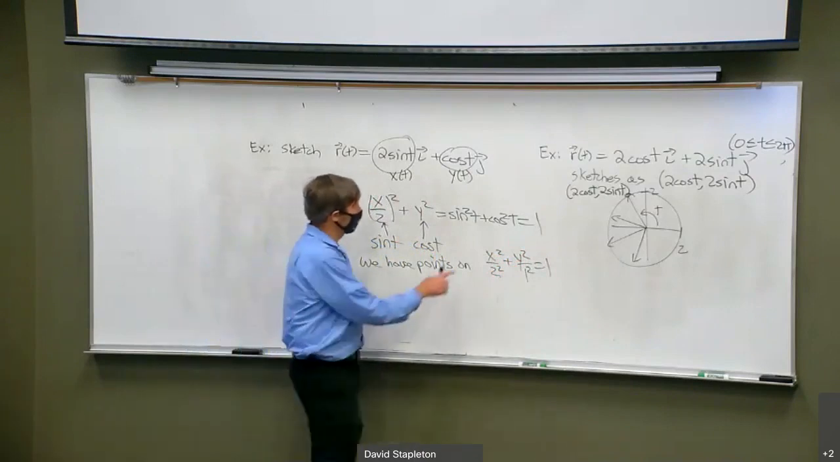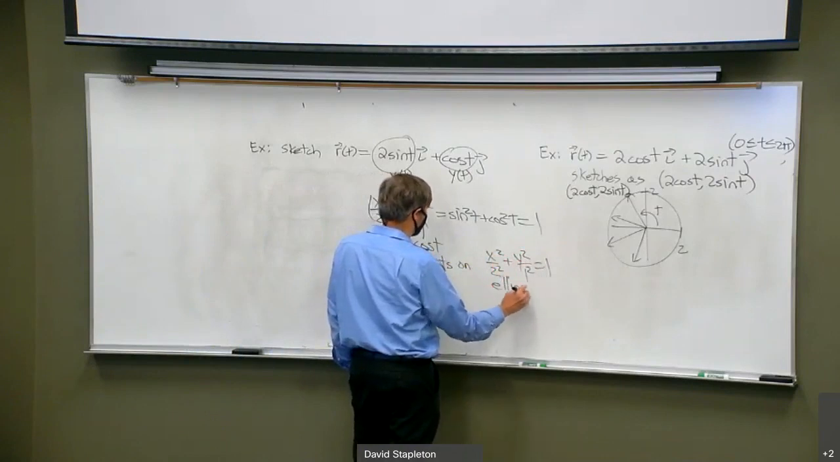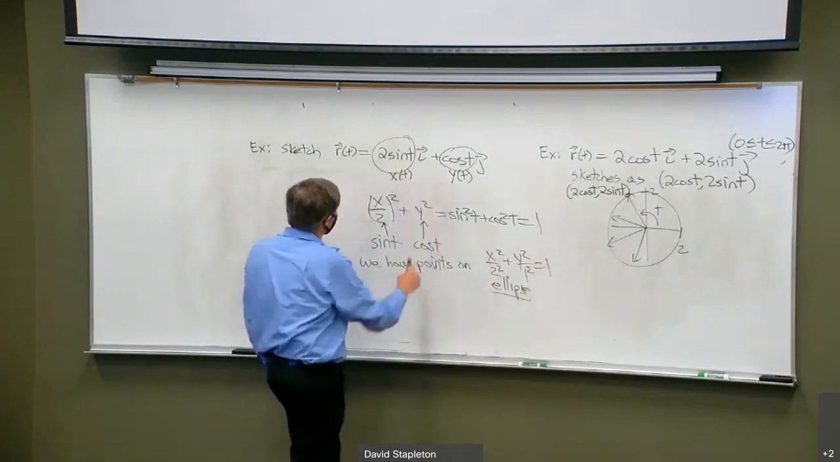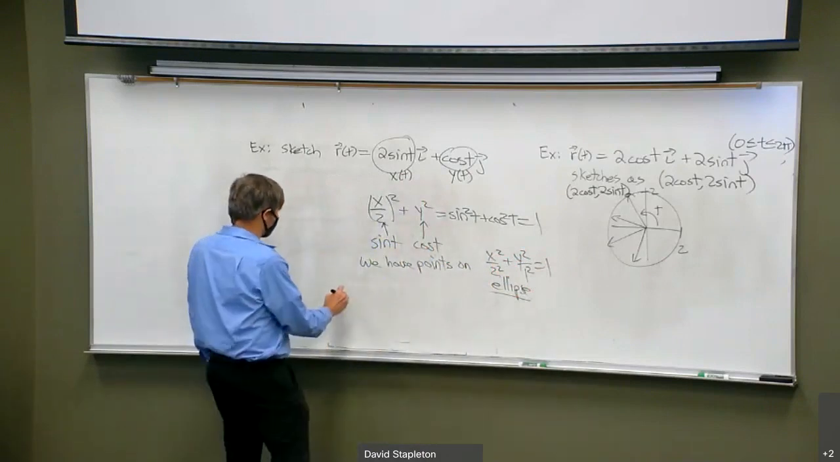It's an ellipse in the plane, right? x squared over a squared plus y squared over b squared equals 1. So these are parametric equations for an ellipse. And actually, we can make the following note.